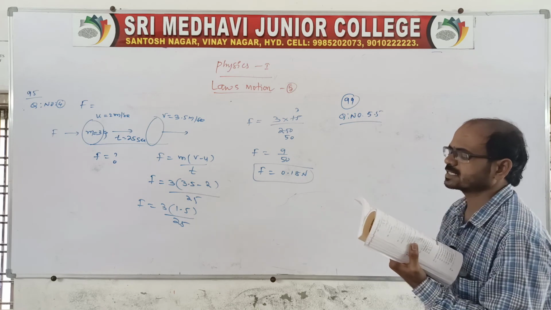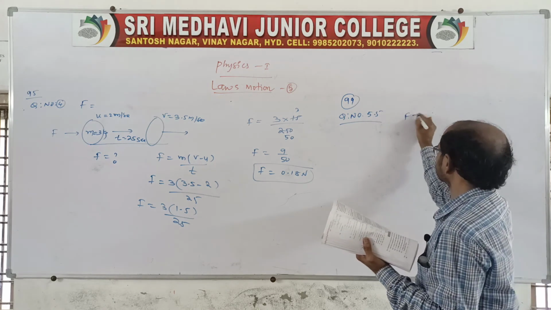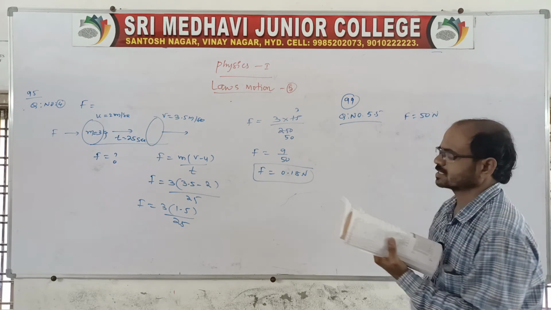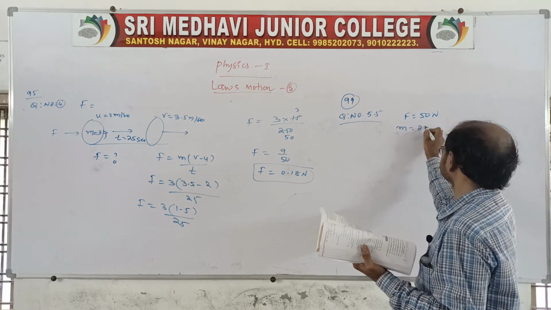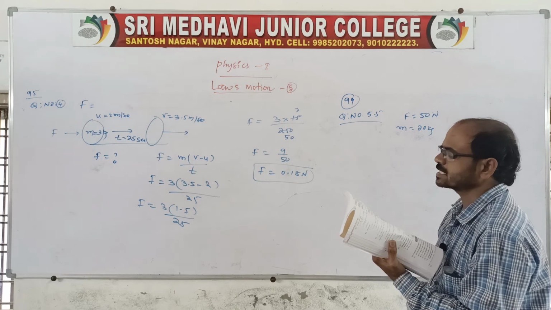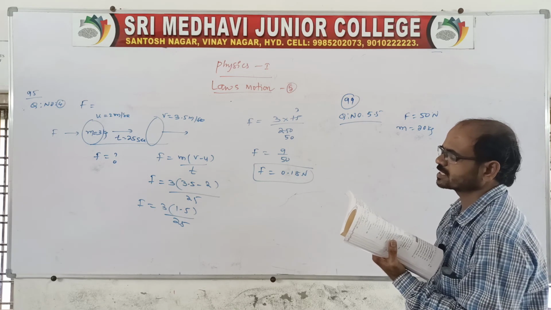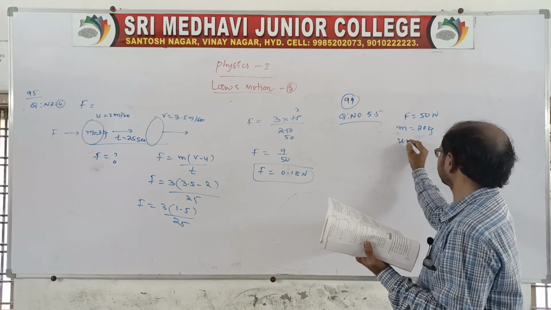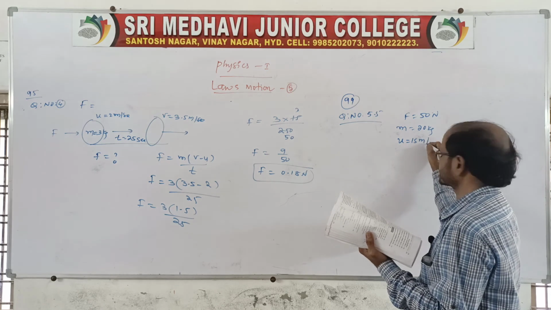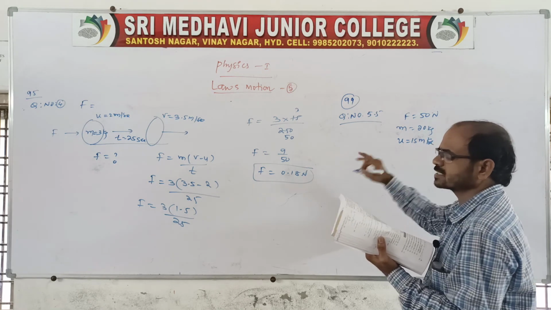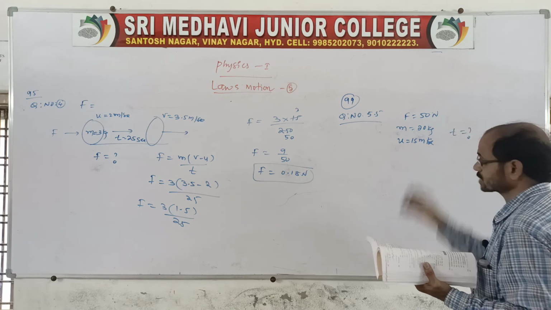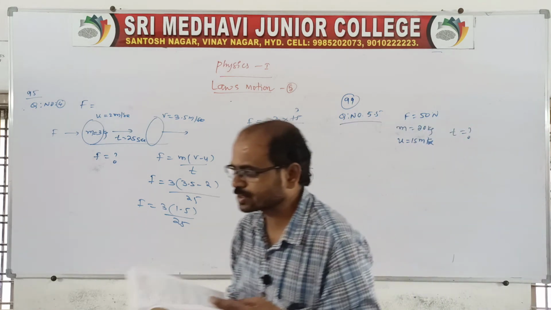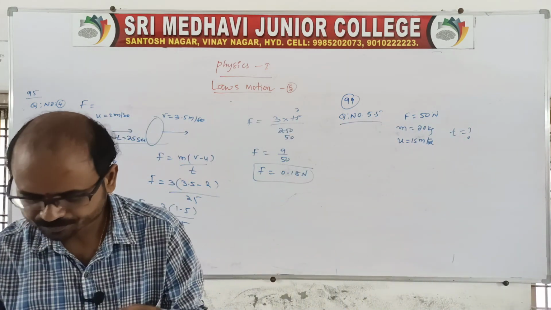A constant retarding force is acting. Retarding, you remember, means an opposite force is acting. It is applied on a body of mass 20 kg, moving initially with a speed of 15 meter per second. How long does the body take to stop? See, how much time does the body take to stop? This is the question given.